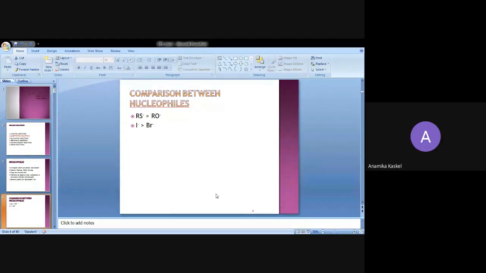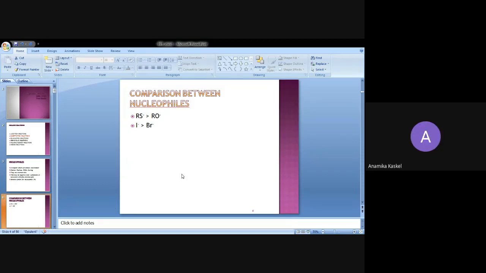Clear. You must write down that I minus is less electronegative, so definitely the electron density present on iodine will be more loosely bound than that of Br minus. So it will be much more free, much more easily attached with the positive charge or positive center. That is why I minus has higher nucleophilicity than Br minus. Clear? Any doubt, anyone?